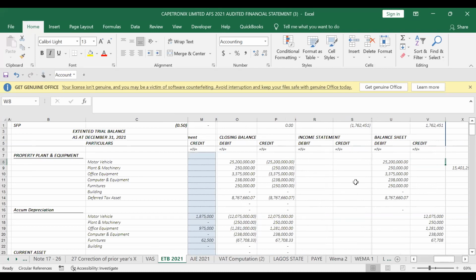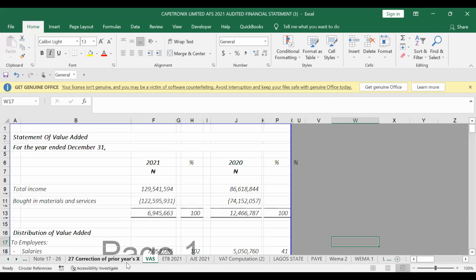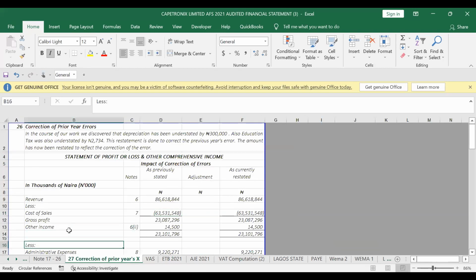Then this particular ETB is just to give you a holistic view of what the opening balance is during the period, what the transactions during the year are, what the audit adjustments or other forms of adjustments are, what our closing balances are, what our income statement balances are, and what our balance sheet is. This will then be flowed or linked to the various notes of the accounts.